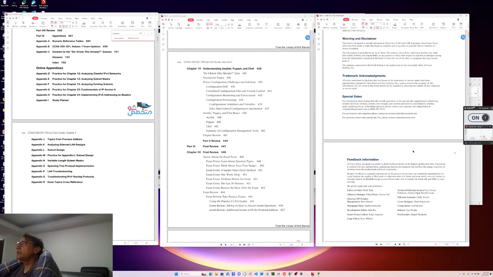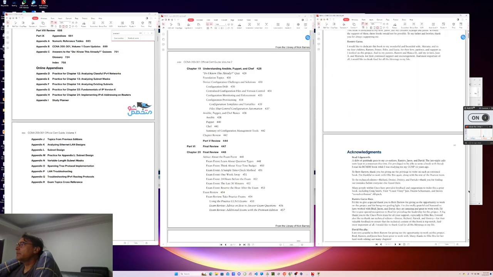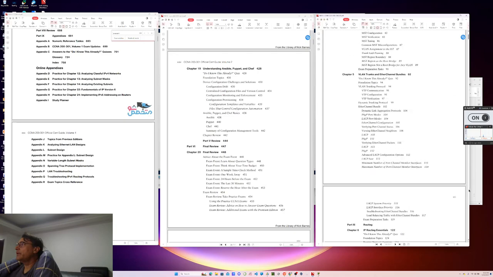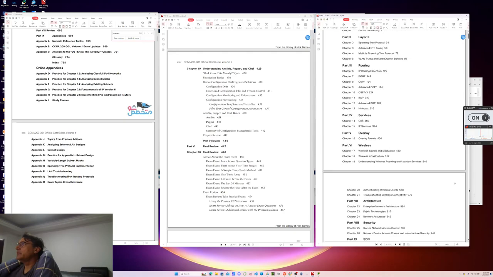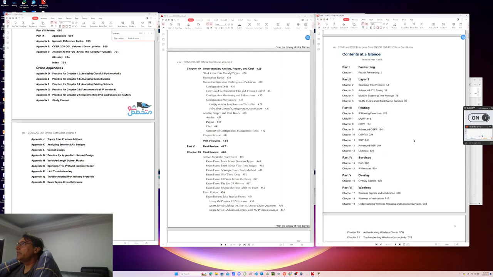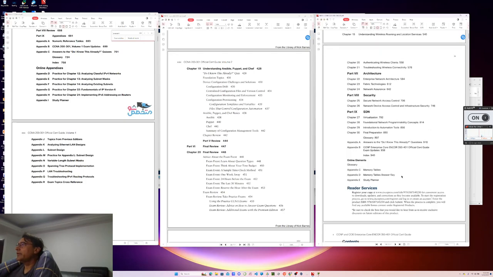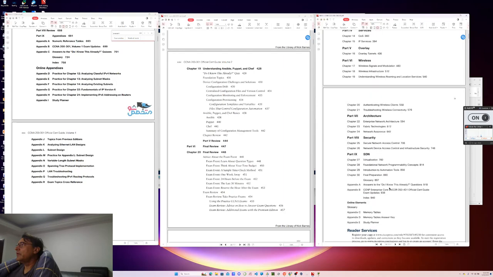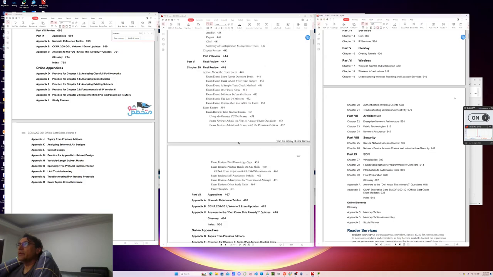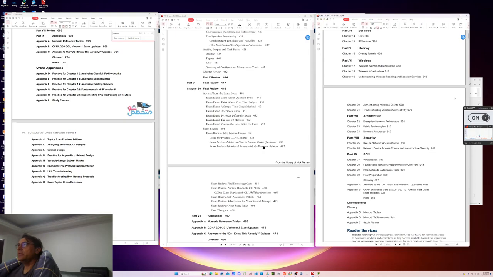So in fact, I don't really understand the CCIE yet, but you can see here you've got wireless routers, wireless architecture, security, SDN, then it stops. Ansible was a good marker for me for where the CCNA stops.